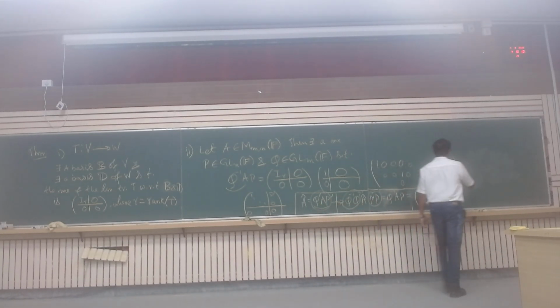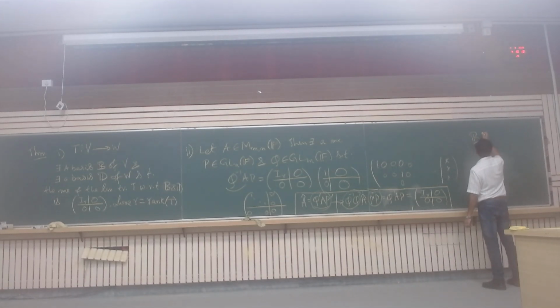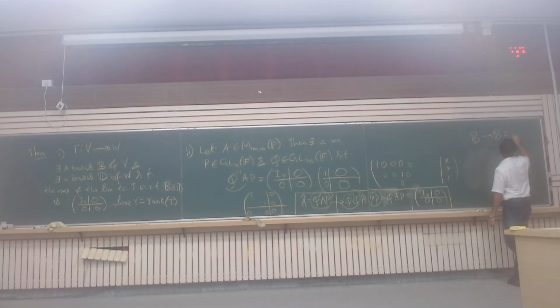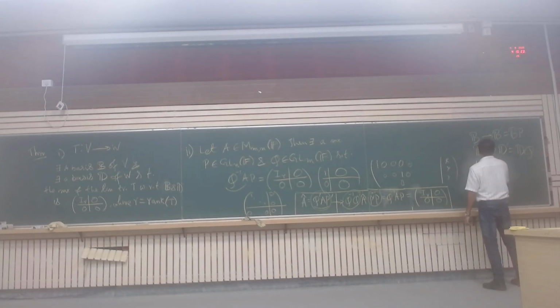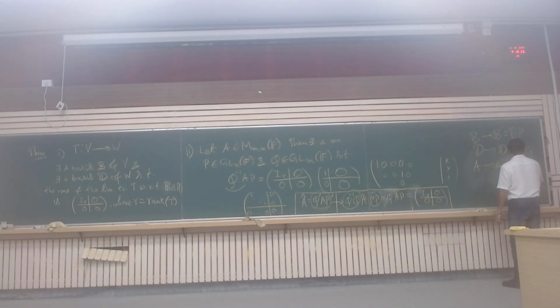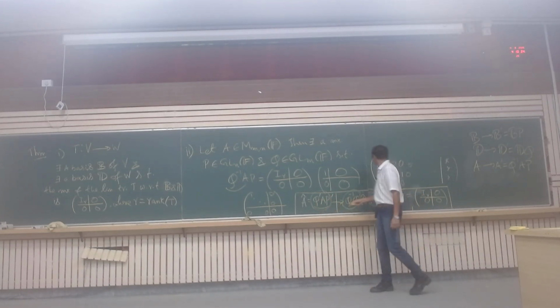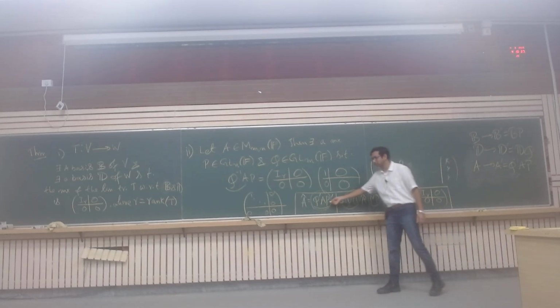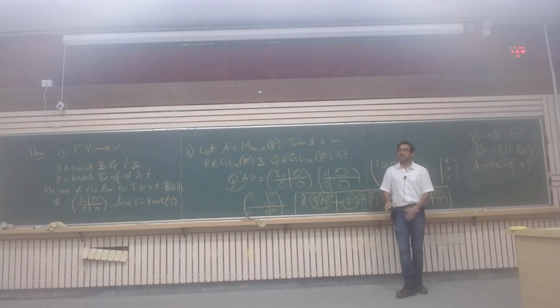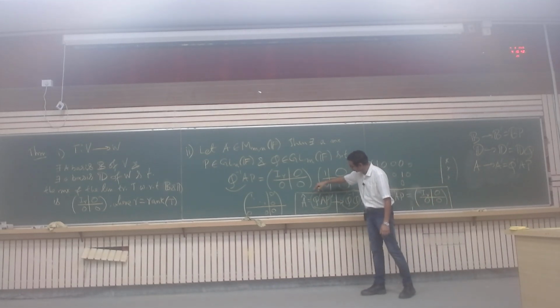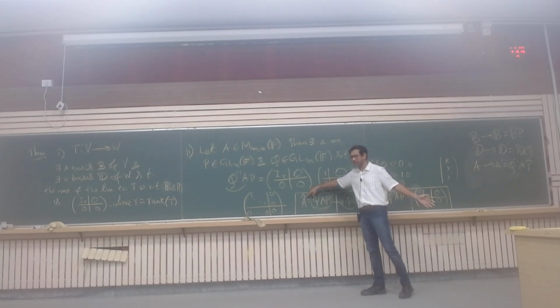Why? Because if you go from B to B dash, which is equal to BP, and D to D dash, which is equal to DQ, then A goes to A dash, which is equal to Q inverse AP. We saw that in the morning, right? So take this Q inverse as your Q dash, and take this P as your P dash. Okay. So that means there is some basis with respect to which the matrix of the linear transformation T is A hat.